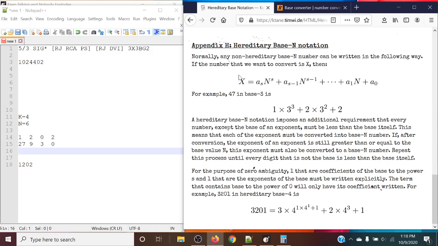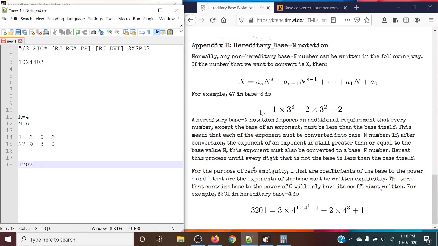So now, how exactly does hereditary base notation work? Hereditary base notation applies an additional requirement that every number except the base of an exponent must be less than the base itself. What exactly does this mean? It means that if 47 in base 3 were written in hereditary base notation, it would look like this.